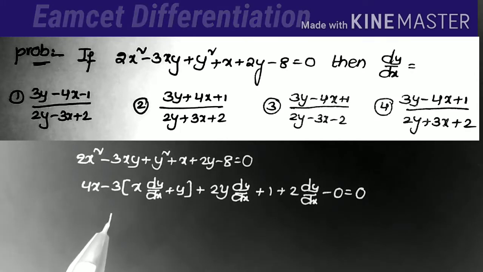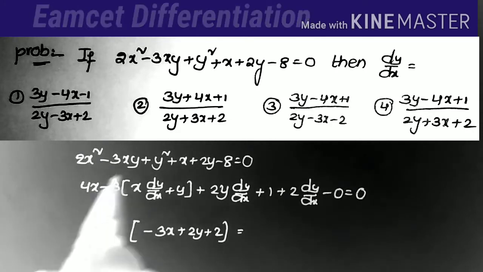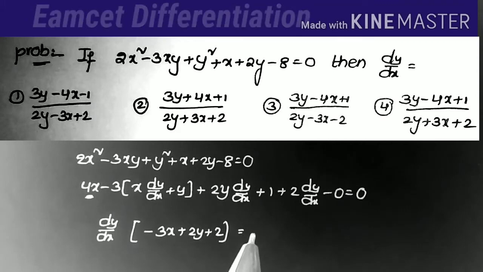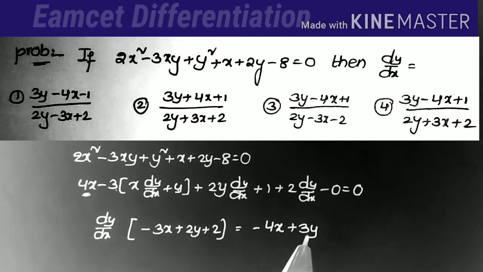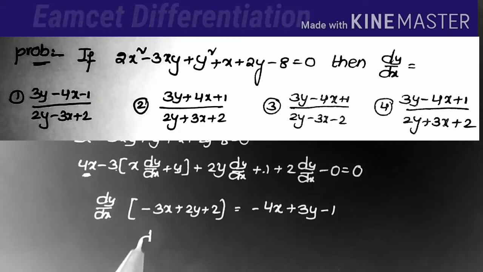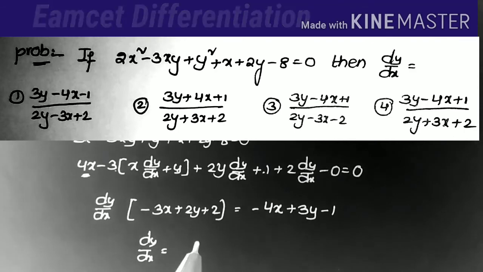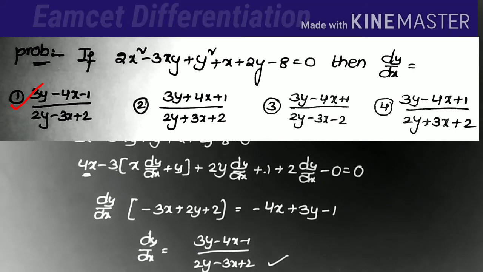Now first taking dy by dx common here. So this is dy by dx into minus 3x plus 2y plus 2 is equal to, writing the remaining values to other side. So this is 4x, writing to this side becomes minus 4x. This is minus 3y, writing to this side then it becomes plus 3y. This is plus x, writing to this side that becomes minus 1. Therefore the value of dy by dx is equal to 3y minus 4x minus 1 by 2y minus 3x plus 2. That is the first option. That's all.